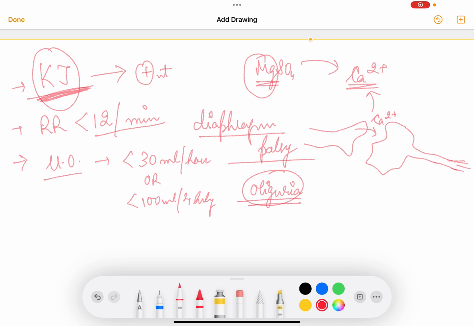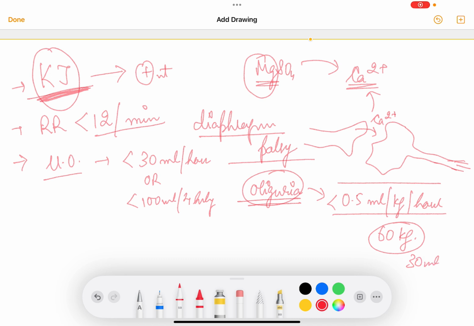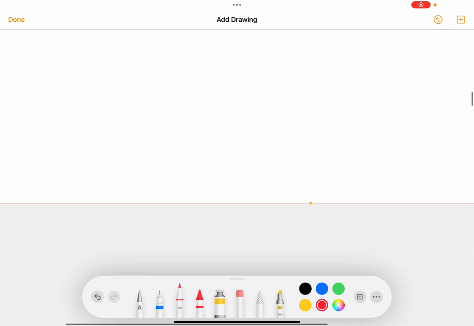So basically for oliguria, I have already told earlier that 0.5 ml per kg per hour is the cutoff, and less than this urine output is said to be oliguria. So if average weight is taken to be 60 kg of Indian population, then 30 ml per hour is the minimum urine output which a patient should be having. So that is why 30 ml is taken.